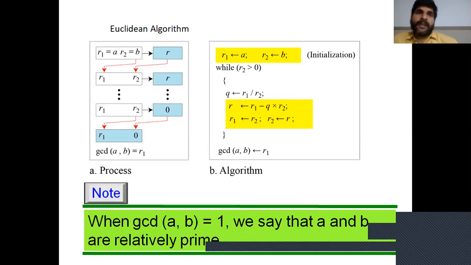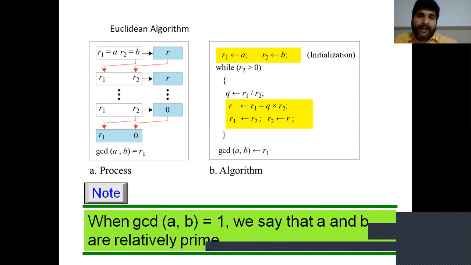According to the Euclidean algorithm, let R1 equal a, R2 equal b, and remainder R. R1 stores the value of R2 and R2 stores the value of R, where we find the remainder R. Similarly, perform the operation till R2 is equal to 0. Then GCD(a, b) equals R1. This is the process.